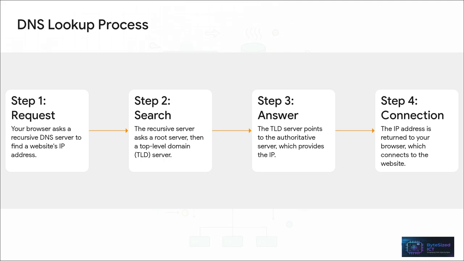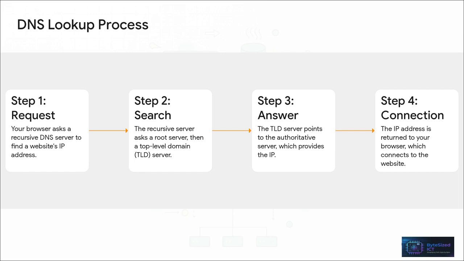Then, step 2, the search really begins. The recursive server first asks what's called a root server. You can think of that as the main index for the entire internet. Now, the root server doesn't know the exact address, but it knows who to ask next, the top-level domain server, or TLD server. That's the one in charge of all the .coms, .orgs, and so on.